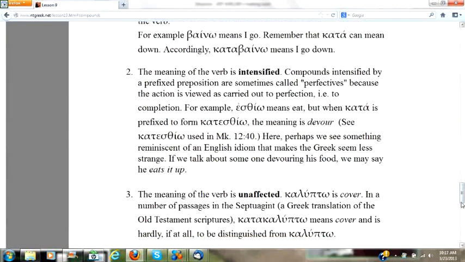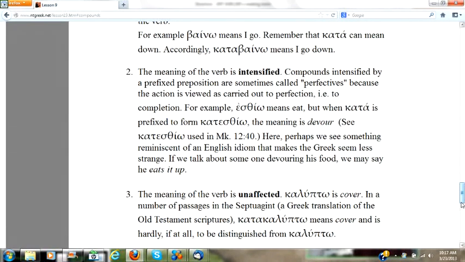For example, bino means I go. Remember that kata can mean down. Accordingly, kata bino means I go down. A second result of the combination of a preposition and a verb is that the meaning of the verb is intensified. Compounds intensified by a prefix preposition are sometimes called perfectives because the action is viewed as carried out to perfection, that is, to completion.